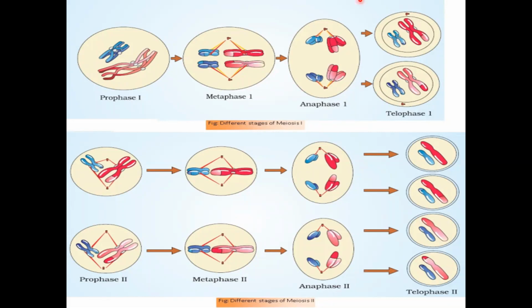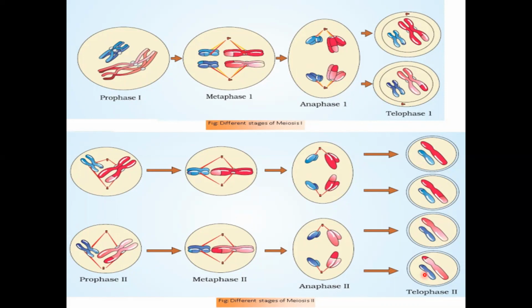Let's have a look at this figure first, then we'll be dealing with all the phases in detail. This is meiosis I and this is meiosis II. Meiosis I includes prophase I, metaphase I, anaphase I and telophase I. Now in telophase I, two cells have been formed. You can see here two cells. Now these two cells will undergo meiosis II. So we'll have prophase II, metaphase II, anaphase II, and then telophase II. In telophase II, four cells will be formed.